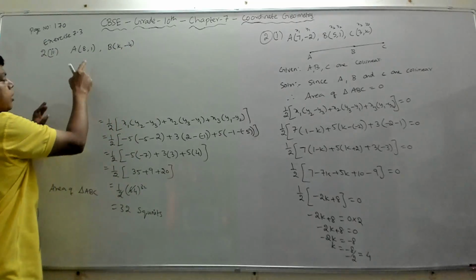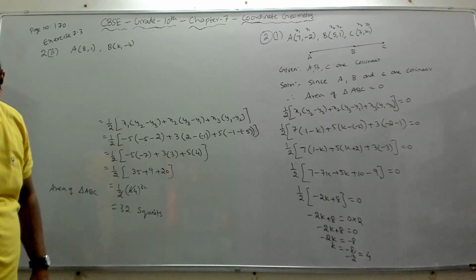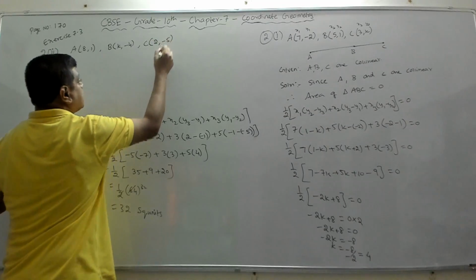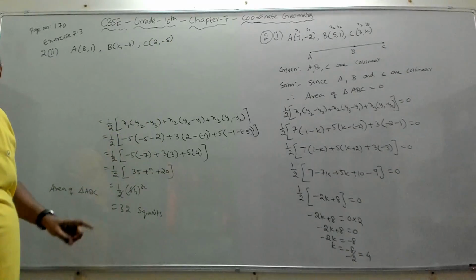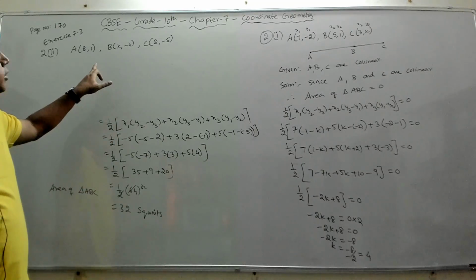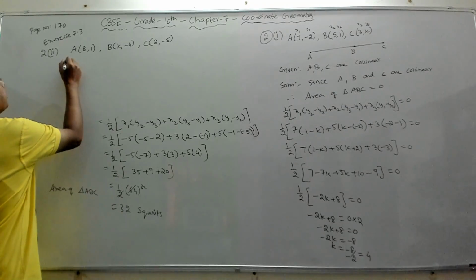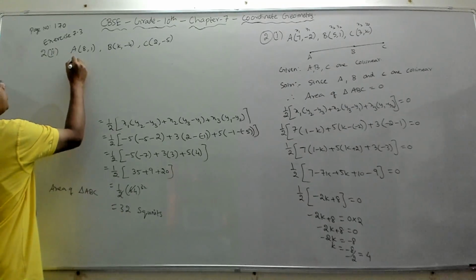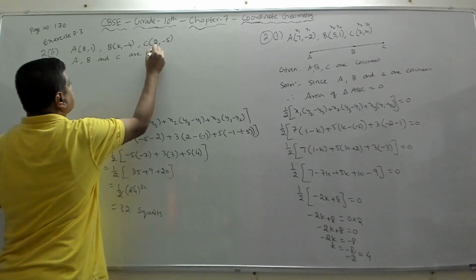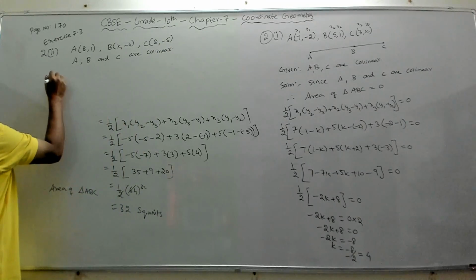They have not given any name. You can call the points as A, B, C or P, Q or whichever name you want to give. So C is 2 comma minus 5. So these are the 3 points. They say that in each of the following, find the value of k for which the points are collinear. So these points are collinear. What should be the value of k? So also what is given? A, B and C are collinear.